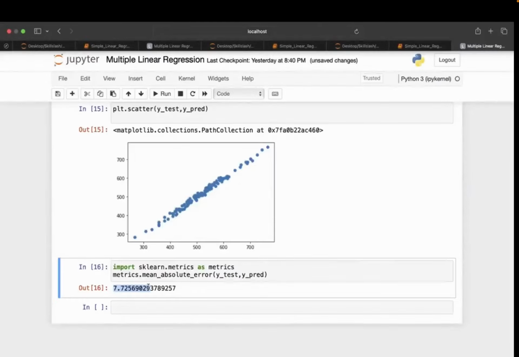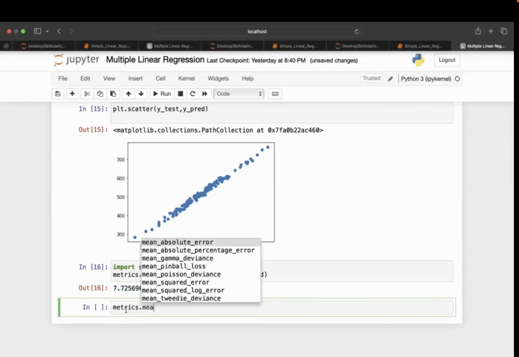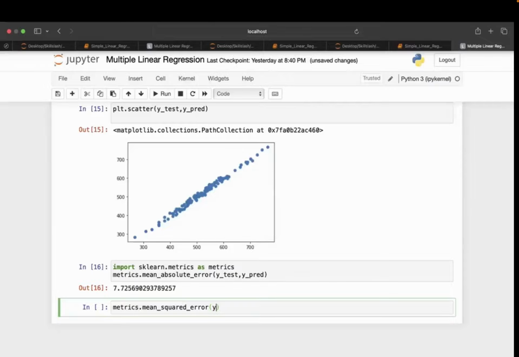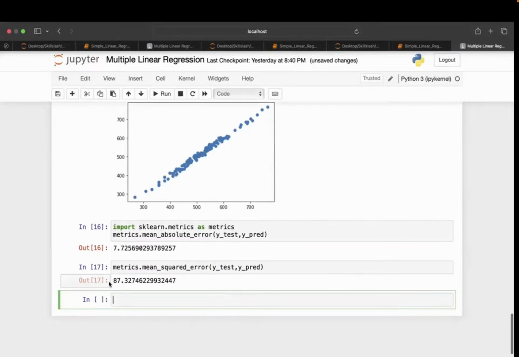Okay. And guys, if the error is coming a bit up and down, it's fine. It is not going to be something like, if I'm getting the error as 7.72, your error is coming 2 point something. No, that much difference we cannot afford. If it is going one way, 1 point up, 1 point down, then it's okay. That is fine. Now the next thing is metrics dot mean squared error, and inside that, we are going to mention y-test and y-pred once again. You can see it is coming for me somewhere around 87.32.